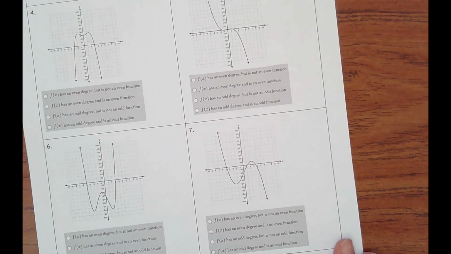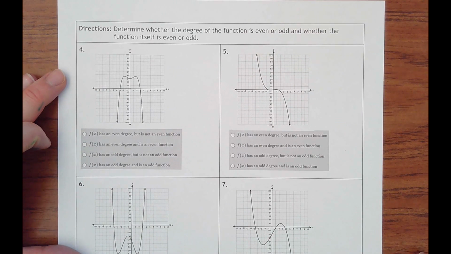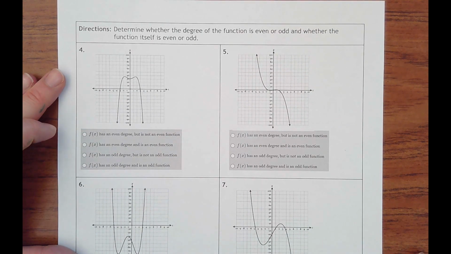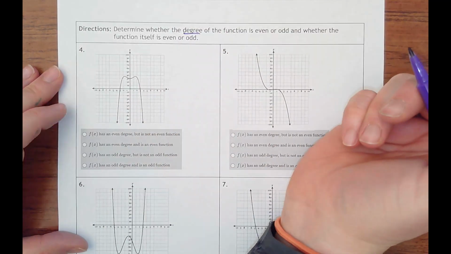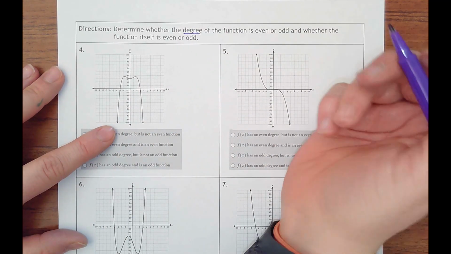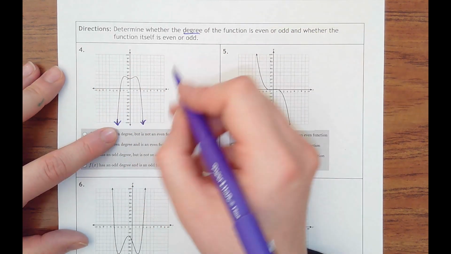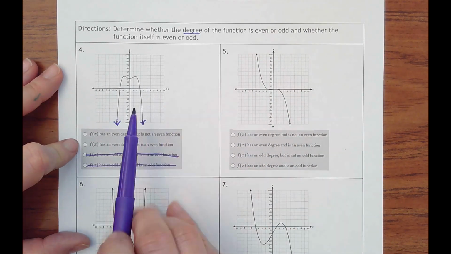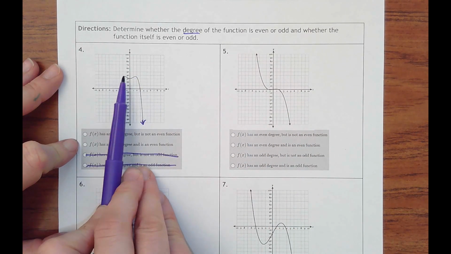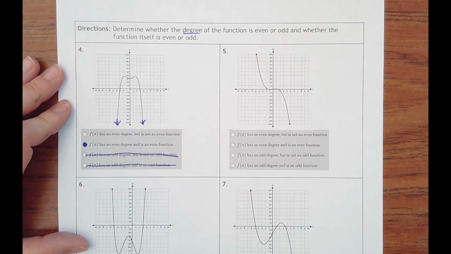Okay, and then real quickly, there's another page that goes with these that's multiple choice. Determine whether the degree of the function is even or odd and whether the function itself is even or odd. So the degree is saying the exponent. So we've got this from end behavior. If they both go down, same direction, that means it's an even degree. Is this an even function? Does it have symmetry over the y-axis? Yes, so we would say it is an even function.